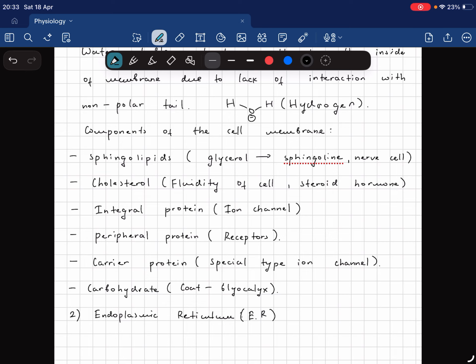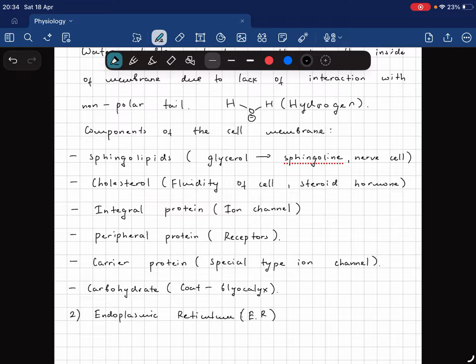except phospholipids. We can say that sphingolipids, cholesterol, integral protein, peripheral protein, carrier protein, carbohydrate, so many. But you might be wondering, what are sphingolipids? Sphingolipid is basically like phospholipid, but the structure is a little bit different, though it acts barely the same. In the phospholipid, the basic skeleton is glycerol, but in sphingolipid, the skeleton is a molecule called sphingosine.